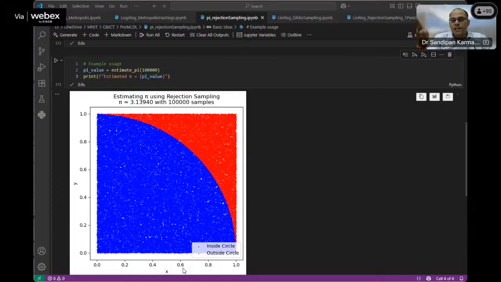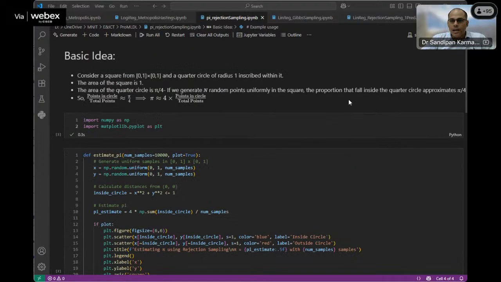Please share the code for the method. Which one? This one? Fine. Okay, so I'm sharing all the codes inside that Canvas. You please download. I'm sharing all the codes inside Canvas. Please download.